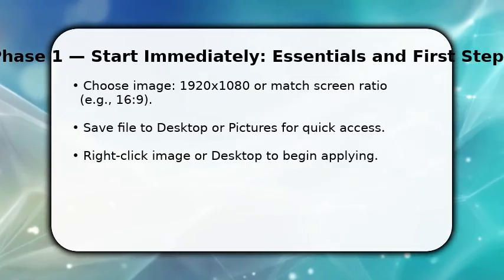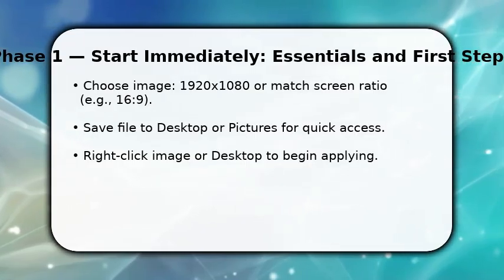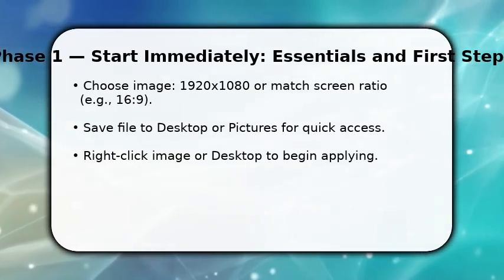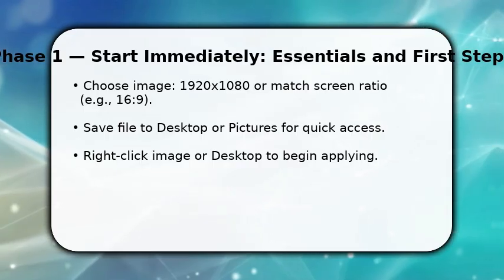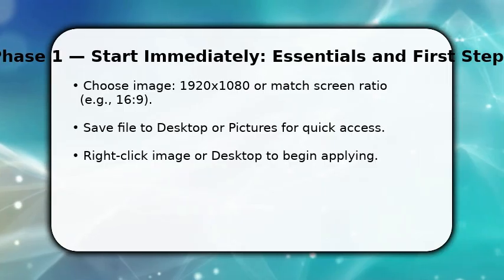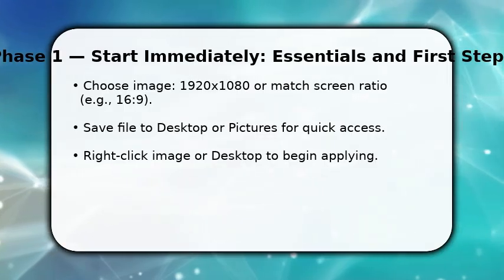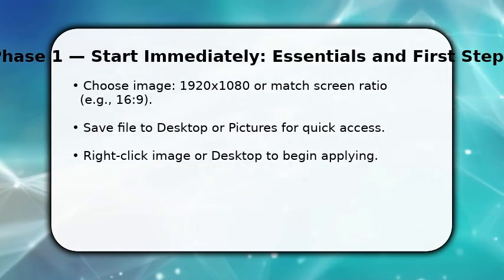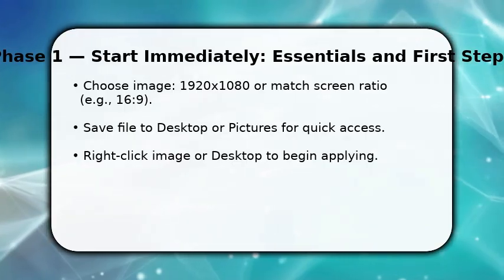You start by picking the right image. Aim for native resolution so it will look sharp. Once chosen, save it to desktop or pictures so you can find it instantly. Right-click the image file to reveal the context menu, or right-click the desktop background to open display settings. This gets you into the controls quickly.